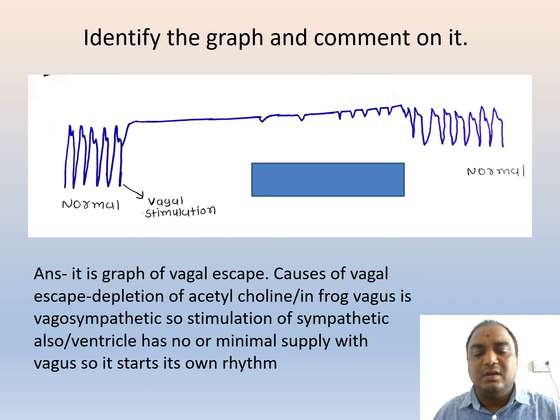Another reason is that in frog the vagus is vagosympathetic. In human beings the vagus is parasympathetic. So in frog, when there is stimulation of the vagus, there is simultaneous stimulation of the sympathetic system, which starts the normal cardiac rhythm. Another reason is that the ventricle has no or minimal supply from the vagus, so after some time it starts its own rhythm.